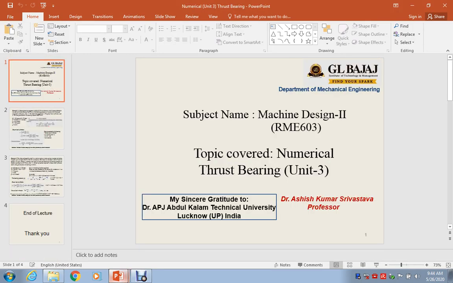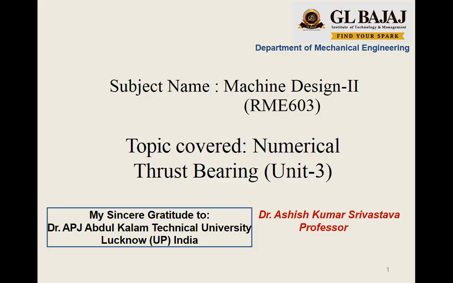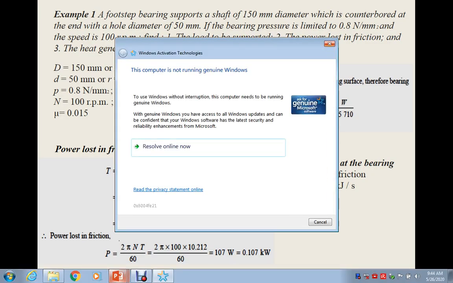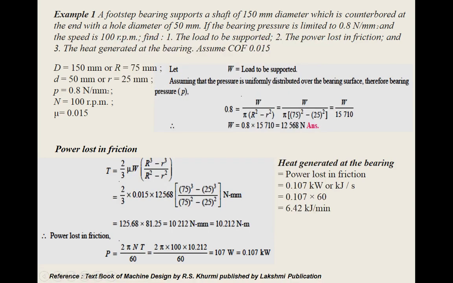I have just taken a numerical from your textbook, RS Khurmi. The first numerical is: a footstep bearing supports a shaft of 150 mm diameter which is counterbored at the end with a hole diameter of 50 mm. So the capital D is 150, small d is 50. You can calculate the radius capital R and small r. The bearing pressure is limited to 0.8 Newton per mm square, small p is given as 0.8 Newton per mm square, and the speed is given as 100 RPM.